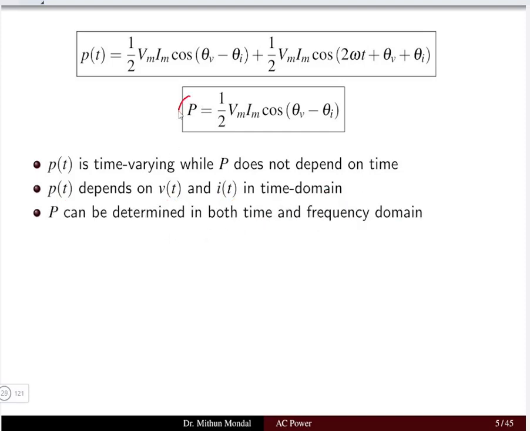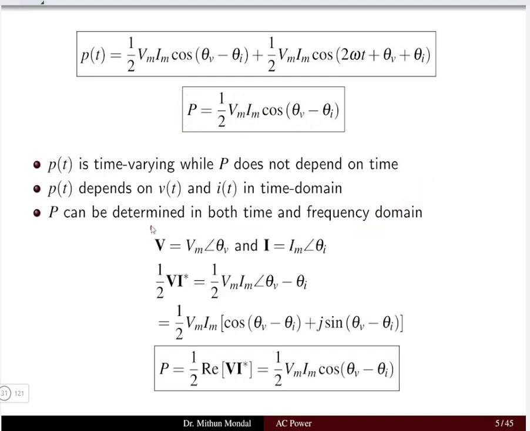Whereas the average power can be determined both in the time domain as well as in the frequency domain, because it is not a function of time. When we are operating in the time domain, we have to get the maximum amplitude of the voltage, the maximum amplitude of the current, and their time difference. In the frequency domain, we have to convert these into phasors. So that we are going to see.